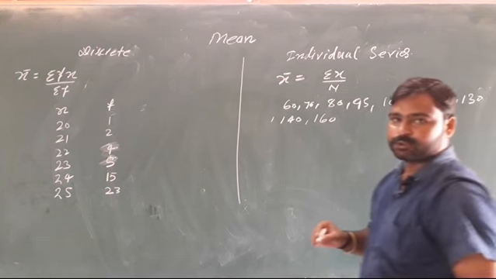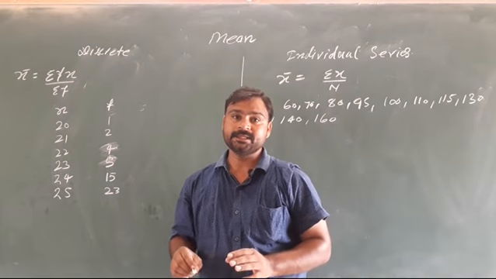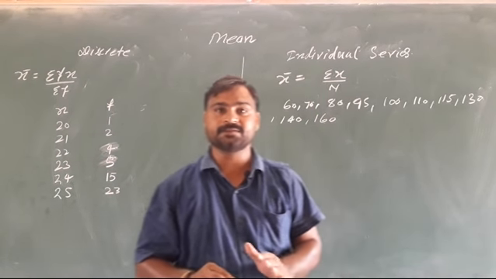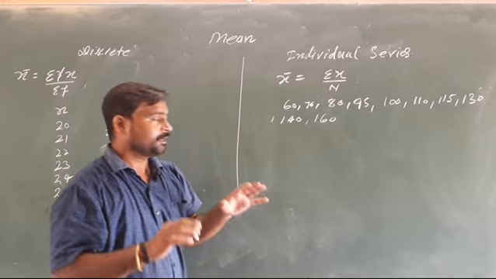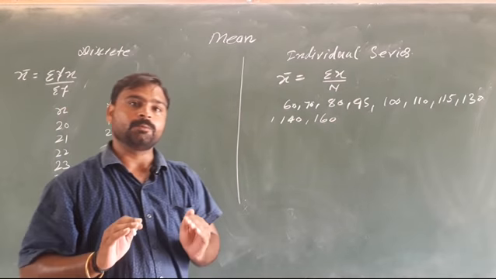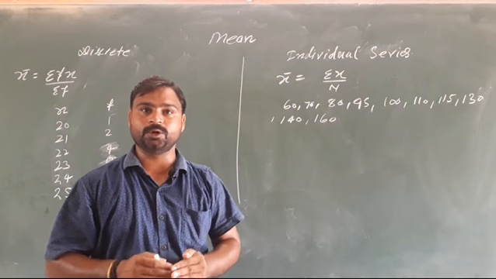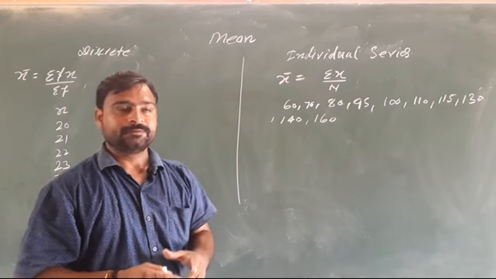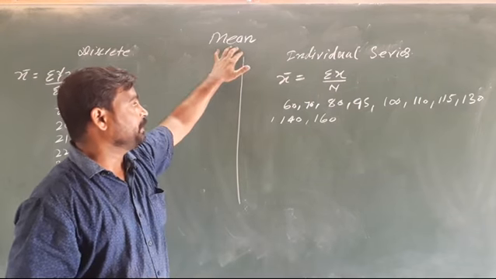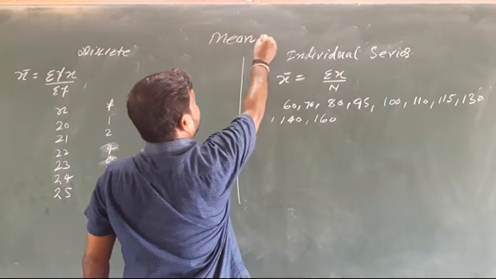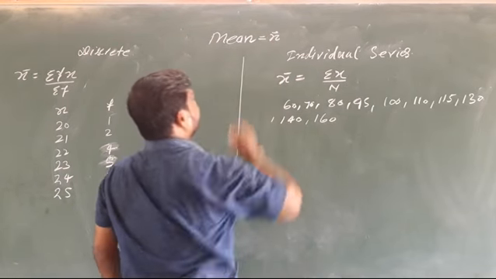So students, today we will talk about measure of central values or measure of central tendency. Here in this chapter we will talk about three things: finding out mean, finding out median and finding out mode. First we will talk about finding out mean, which the symbol of the mean is x bar.